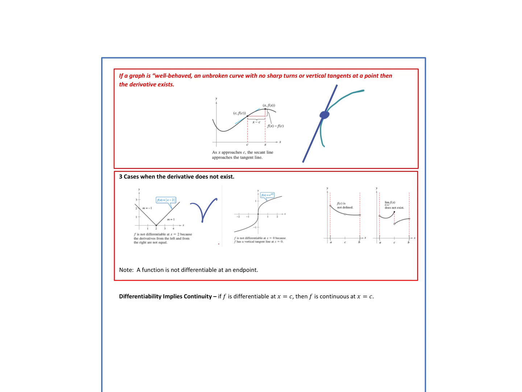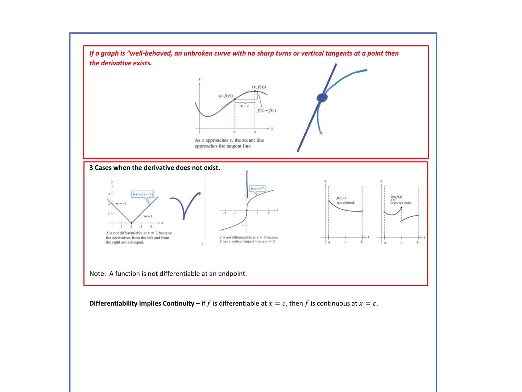The second case, where the derivative does not exist, is a vertical tangent line. It's hard to see here, but there's a vertical tangent line right there. And then the third case would be when it's not continuous. Okay, so here the graph is either continuous or not continuous. Obviously, you can't write the derivative at a point there.